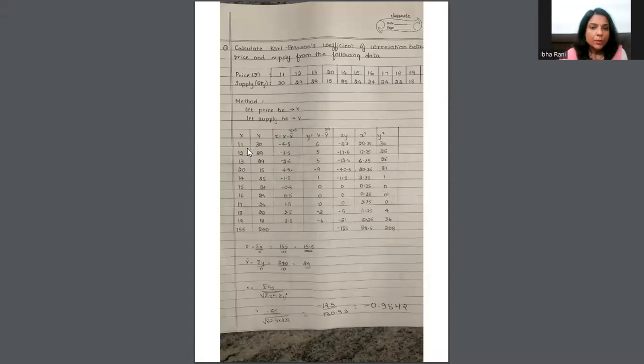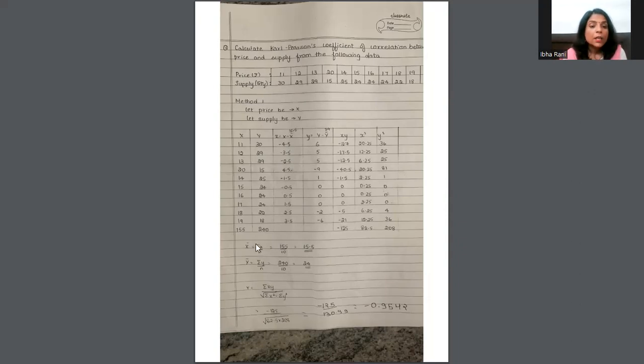For x, they have given price in rupees, from 11 to 19. The supply quantity is 30, 29, 29, 50. They have given some values for the quantity of supply. Now we have the value of x as price and the value of y, the second variable, as supply. First we will calculate the average of the x variable and the average of the y variable.